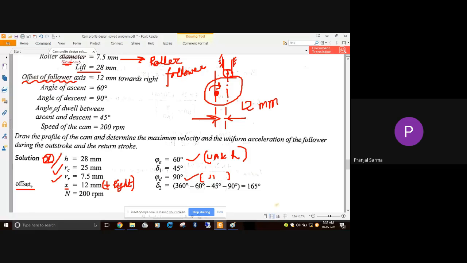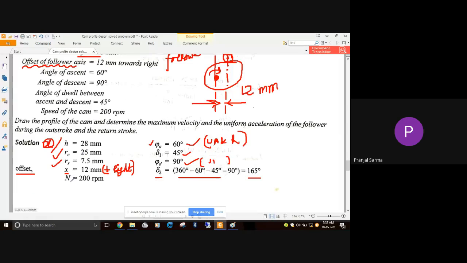Similarly, the angle of dwell between ascent and descent. That means we must understand that it starts from the ascent, then we have a dwell, then we have the descent. So dwell we denote with delta. First dwell, delta suffix a, 45 degree. Next, even though nothing has been specified, we can understand that if you sum up all those angles, it is not 360 degree, and we know one complete revolution is 360 degree. So there is another dwell, which we can denote with delta 2. How to get it? 360 minus all those angles, so it is 165 degree.